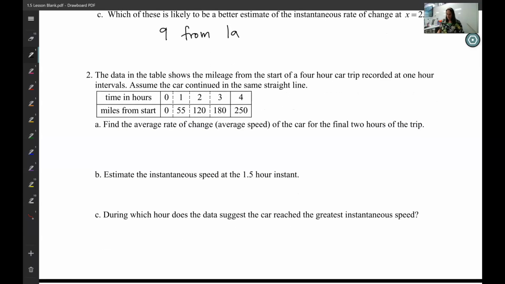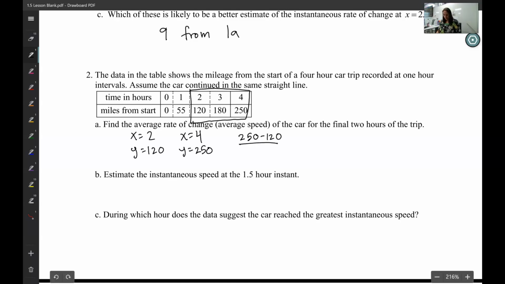This one is even easier than the last one. We want to find the average rate of change of the car on the final 2 hours of the trip. So here are my final 2 hours. So I want from x equals 2 to x equals 4. I don't even have to plug anything in this time because I already have my y values that go with those x values. So now I just need to plug them in. Just make sure that the right y goes with the right x. And if I simplify that, I would get 65.